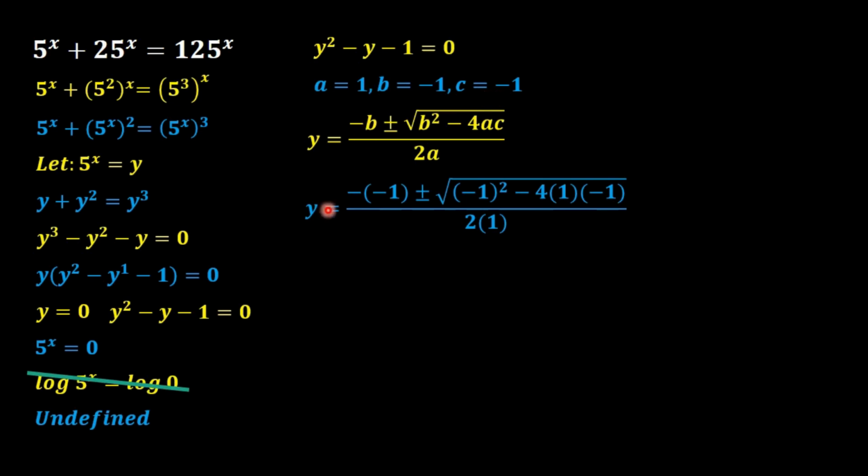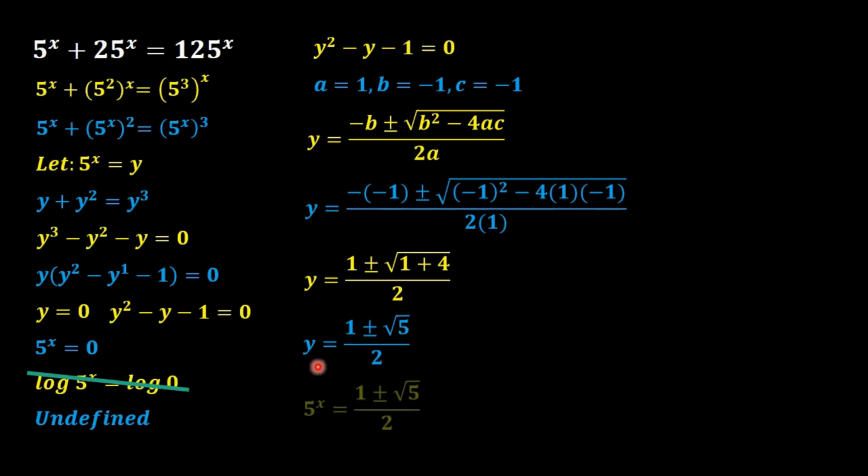As a result, we should get y equals minus (minus 1) plus minus the square root of (minus 1) squared minus 4 into 1 into minus 1, over 2 into 1. Now we should simplify this expression to 1 plus minus the square root of 1 plus 4, over 2. How? Simply, the two minus signs will multiply together, and as a result we should get positive 1. The square of minus 1 is equal to 1, minus times minus is plus, and 4 into 1 is equal to 4. 2 into 1 is equal to 2. Now we should add up both of these values. As a result, we should get y equals 1 plus minus the square root of 5, over 2.